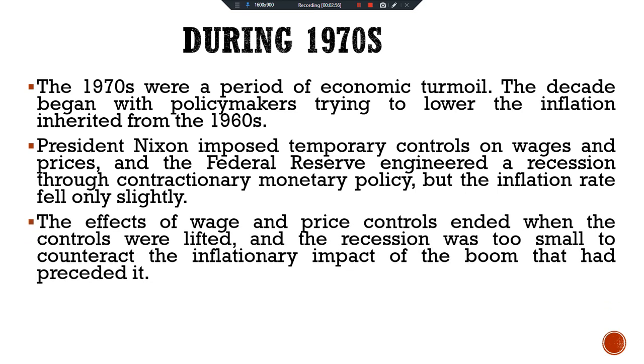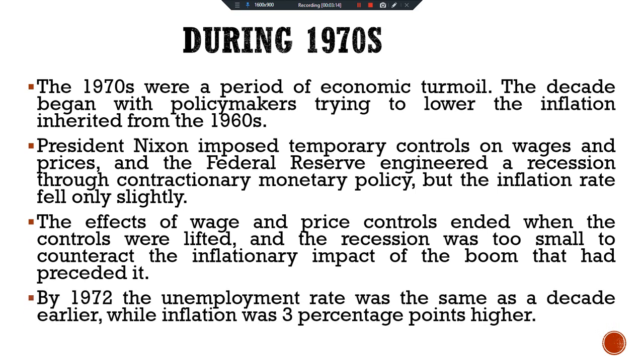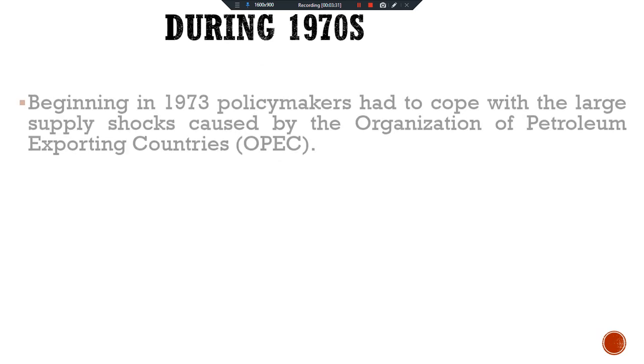The effects of wage and price controls ended when the controls were lifted, and the recession was too small to counteract the inflationary impact of the boom that had preceded it. So by 1972, the unemployment rate was the same as a decade earlier, while inflation was 3 percentage points higher.